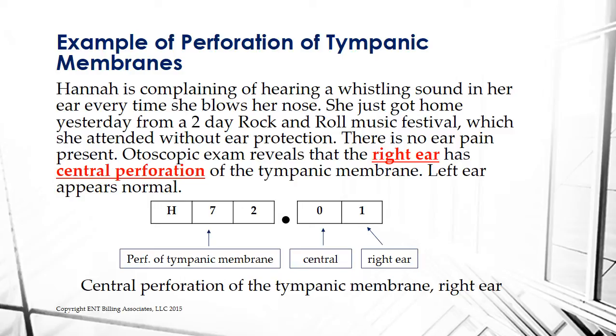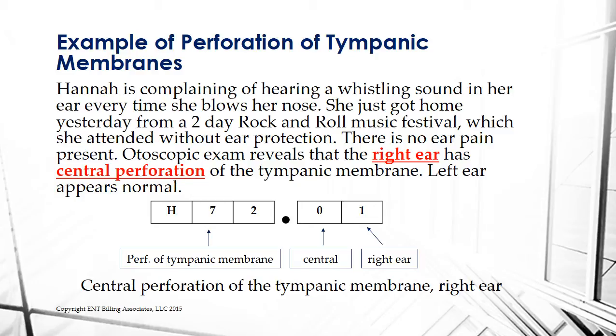So, keeping those specifics in mind, here is a documentation sample for perforation of tympanic membranes. In this example, we have Hannah, who is complaining of hearing a whistling sound in her ear every time she blows her nose. She got home yesterday from a 2-day rock and roll music festival, which she attended without ear protection. She has no ear pain present, but the otoscopic exam revealed that the right ear has central perforation of the tympanic membrane, and her left ear appeared normal.